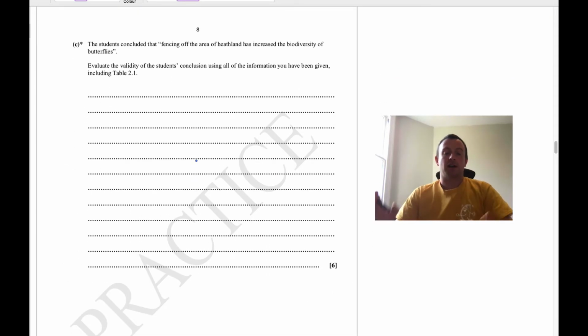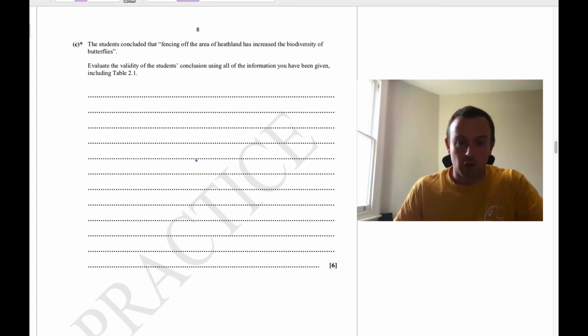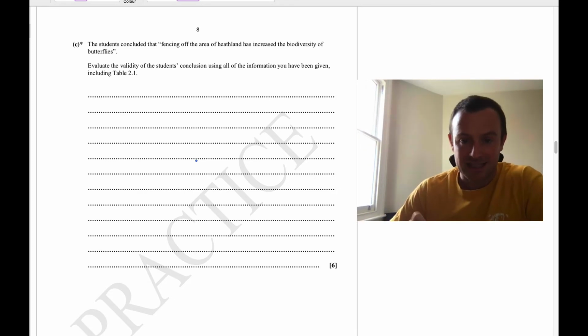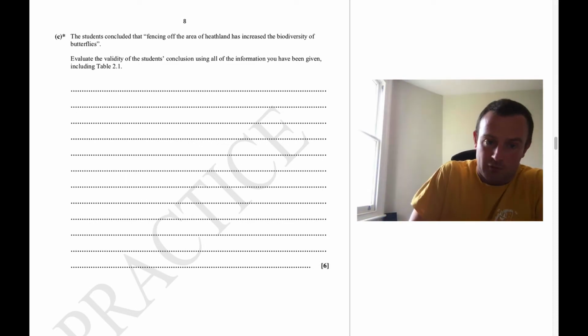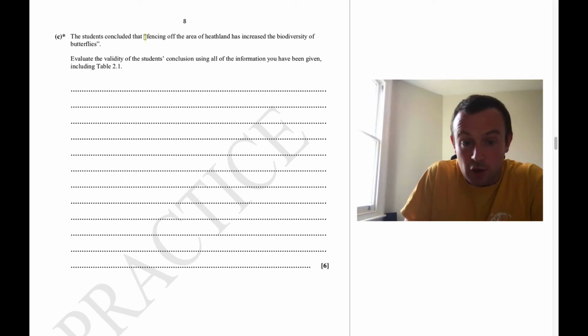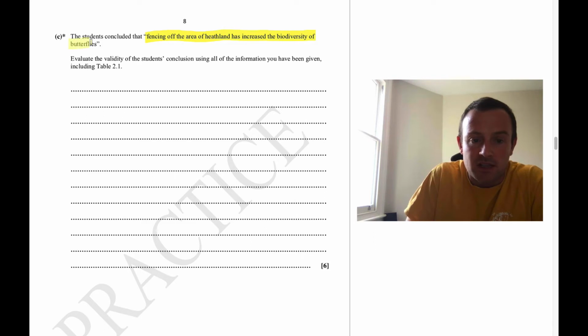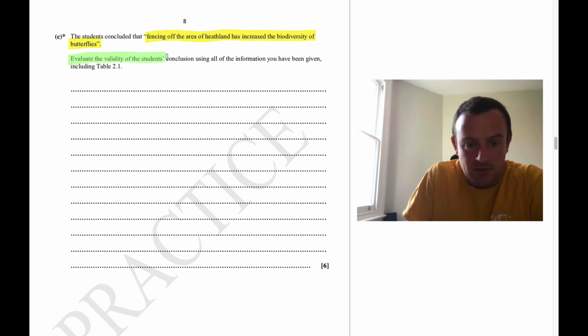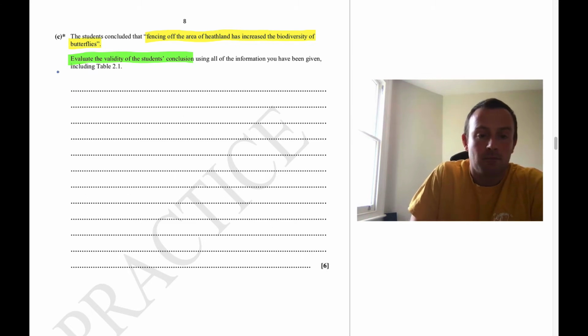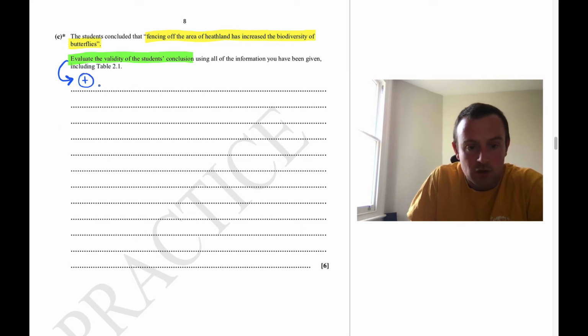Part C. All right, okay. This is a good one. Students concluded that fencing off the area of heathland has increased the biodiversity of butterflies. Worth reading that again. That's the student's conclusion. Now, another key thing to look at is this word: evaluate the validity of the student's conclusion. So what does evaluate mean? Evaluate means give some points for supporting the conclusion, give some points against the conclusion, and then come to your own judgment, okay?